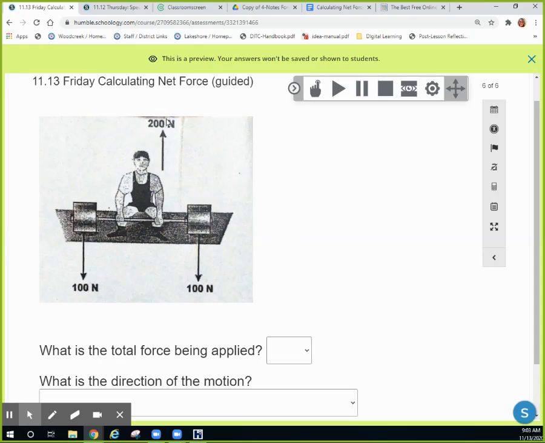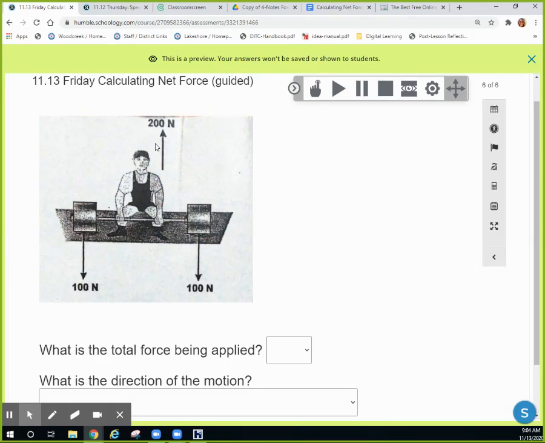We have an upward force of 200 newtons, and we have 2 downward forces of 100 newtons. Gravity is pulling down on both sides of this, I forgot what it's called, this thing, at 100 newtons on each side. So what's the total force that's being applied? Well, our forces are in opposite directions. We have 2 downward forces, and we have one upward force. So we need to subtract 200 minus the total force pulling down. So the total force pulling down is also 200.